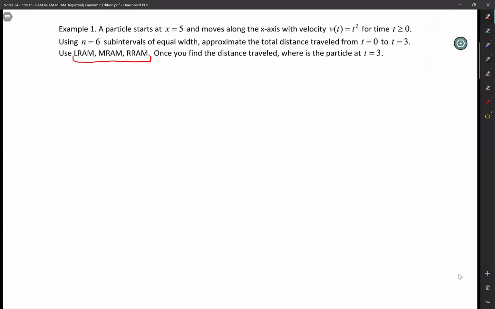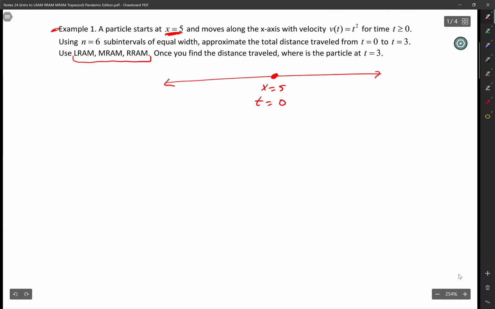All right, here we go. A particle starts at x equals 5. So I'm reading example 1, guys. That's the position. It moves along the x-axis with velocity v of t equals t squared. So I have a particle moving on the x-axis. Here's the x-axis, and here's x equals 5, and that starts when time is 0. Imagine you have something on the x-axis that's either moving left or right. In this case, it's moving right forever, for a time t greater than 0.